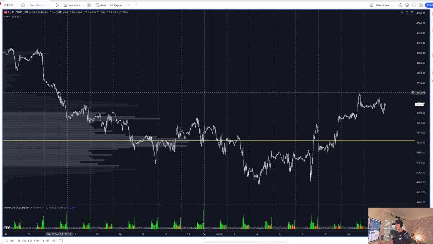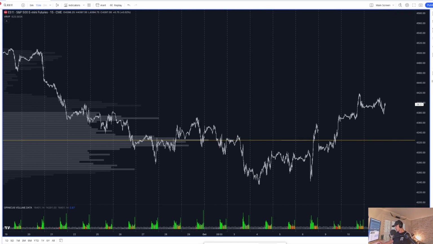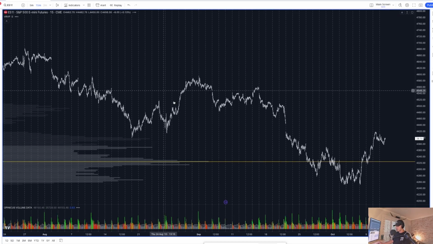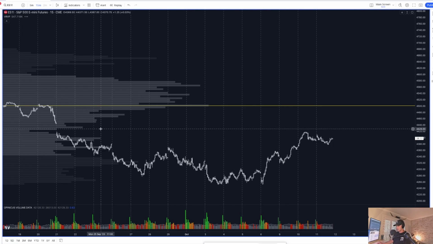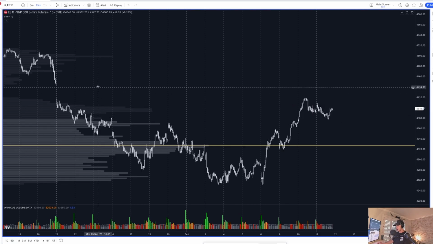Now, the significance of the 4420 level, as a reminder, is that it is the high point of where this daily gap is. So you do have a daily gap all through here. 4420 in that case is going to be a significant level.